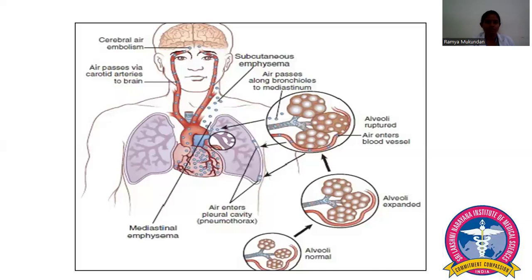Next, this picture depicts the bubbles in the different systems. We can note here that there is an air bubble in the coronary vessels, an air bubble in the alveoli, and here air bubbles in the blood vessels to the carotid arteries. So this picture depicts the lodging of bubbles in the various blood vessels. See here, whenever the bubbles enter, the alveoli expand. Finally, when it reaches the maximum distension, there is a rupture of the alveoli. So whenever it ruptures, the air enters the blood vessel, causing air embolism.